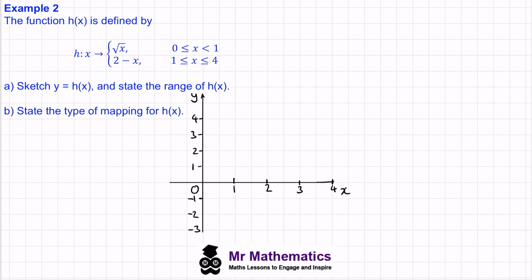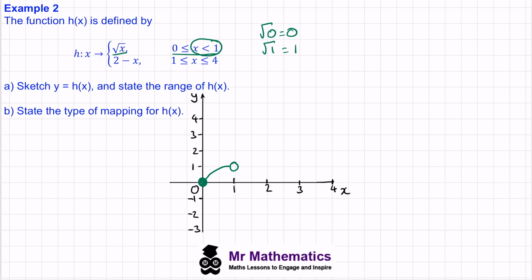Okay, so welcome back if you had a go. So if we begin by sketching the square root of x between 0 to 1, well, the square root of 0 is 0, and it can be equal to this, so it'll be a full circle, and the square root of 1 is 1, but it cannot be equal to that, so it'll be a hollow circle at 1, and we know it's a square root, so it'll be a curve.